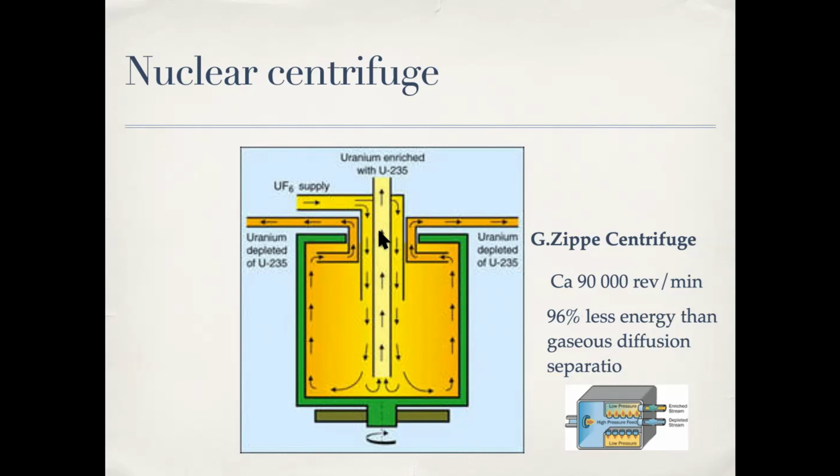And then one of the prisoners of war who was working there, an Austrian, Gerhard Zippe, made a technical breakthrough. He invented how to construct centrifuges which will be able to move at something like 90,000 revs per minute and not blow apart.